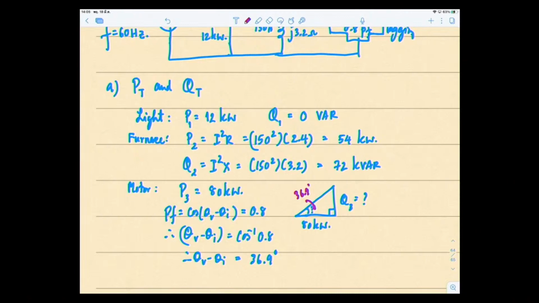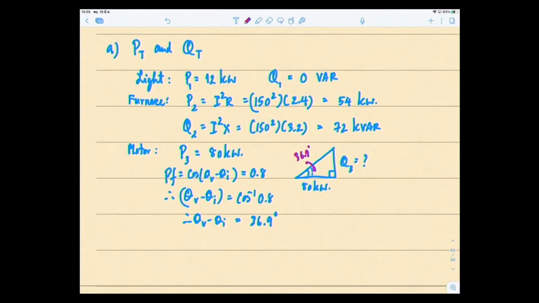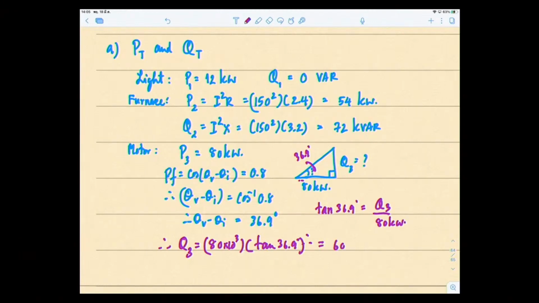So therefore now you have your setup, right? You want to find Q. You know the adjacent side and you want to find the opposite side, and you know the angle. So the relationship is nothing but tangent. Tangent of 36.9 is equal to opposite over adjacent. So therefore your Q3 is equal to 80 kW times tangent of 36.9 degrees, and the answer is 60 kVAr.